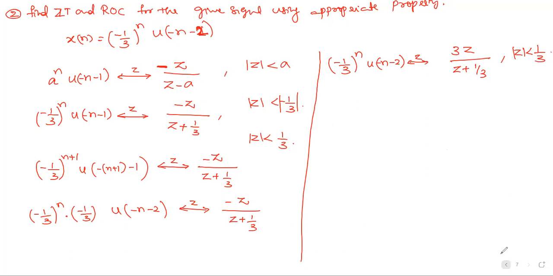Next property we will see. Next property is the time reversal property. Now we will see what will happen if I reverse a right sided signal to a left sided signal. Let us take the next property, time reversal property.